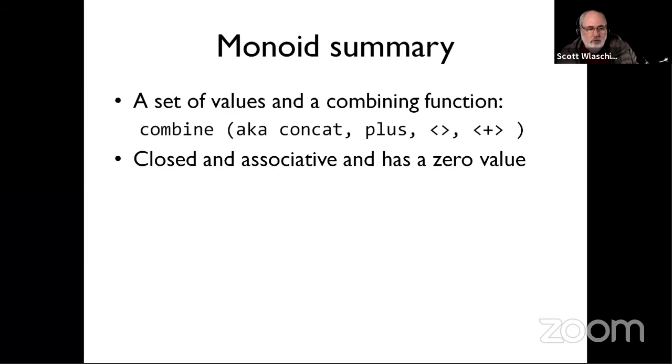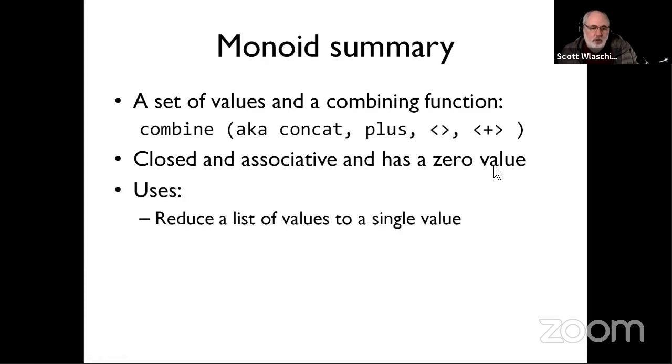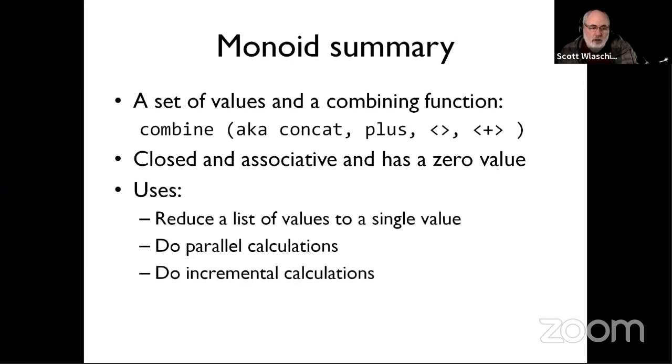When you have these three rules, you've got a monoid, and once you know what a monoid is, you don't have to describe it anymore. Everyone knows what you can do with it. So it's really good for reducing a list of values to a single value. It's good for doing parallel calculations, and it's good for doing incremental calculations.